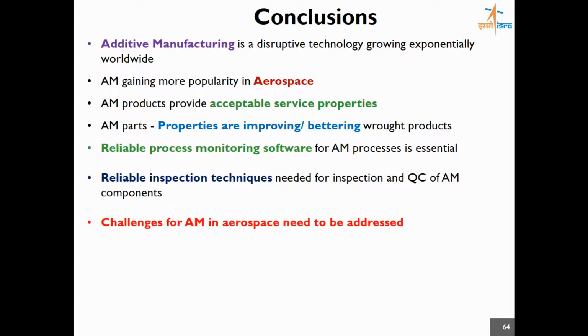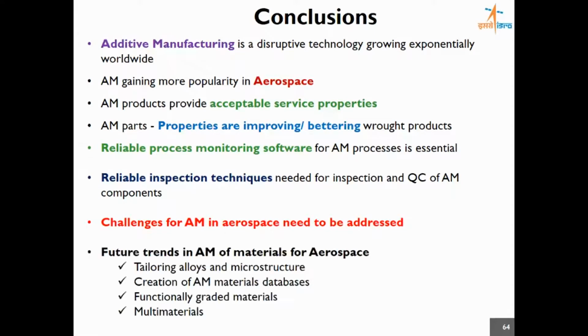And the challenges, of course, for this additive to gain more and more popularity, all the challenges I mentioned need to be addressed. And future trends, of course, as I mentioned, tailoring of alloys, microstructure, and creation of AM material databases, and functionally graded materials and multi-materials. So this is going to be the future of additive.